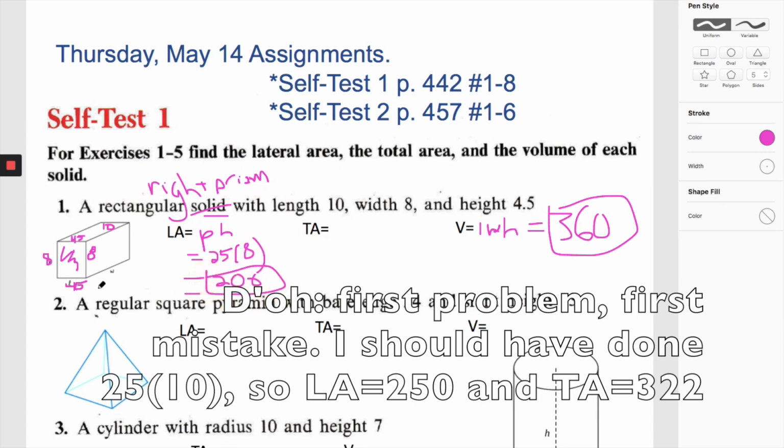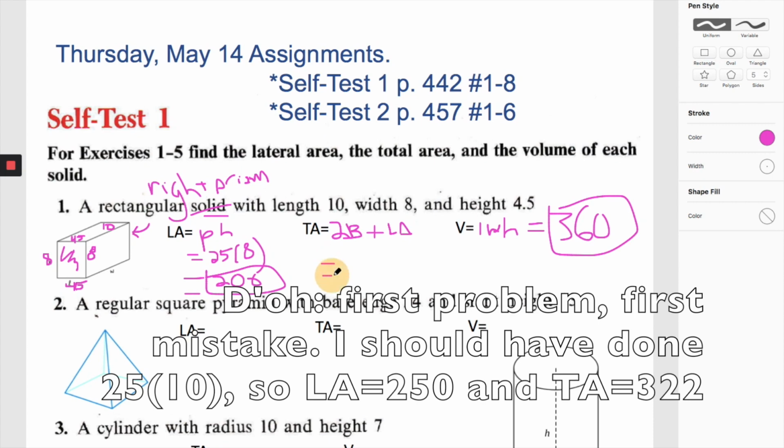Total area, okay, so we just need to add on the 2 bases. So 2 bases, because we have a base here, we have a base back here. And for prisms, right, a rectangular solid, we would have 2 bases and 4 lateral surfaces. So we'll just have to add that to the lateral area.